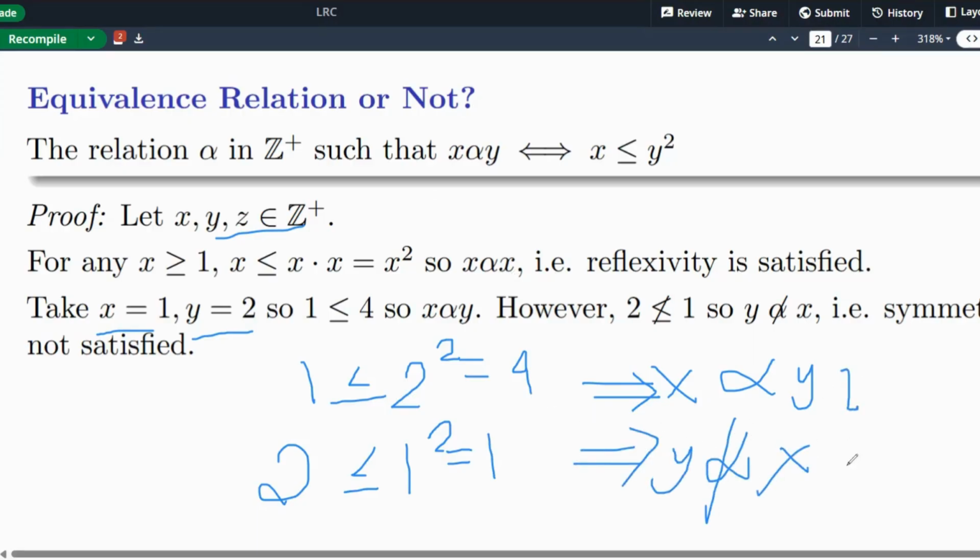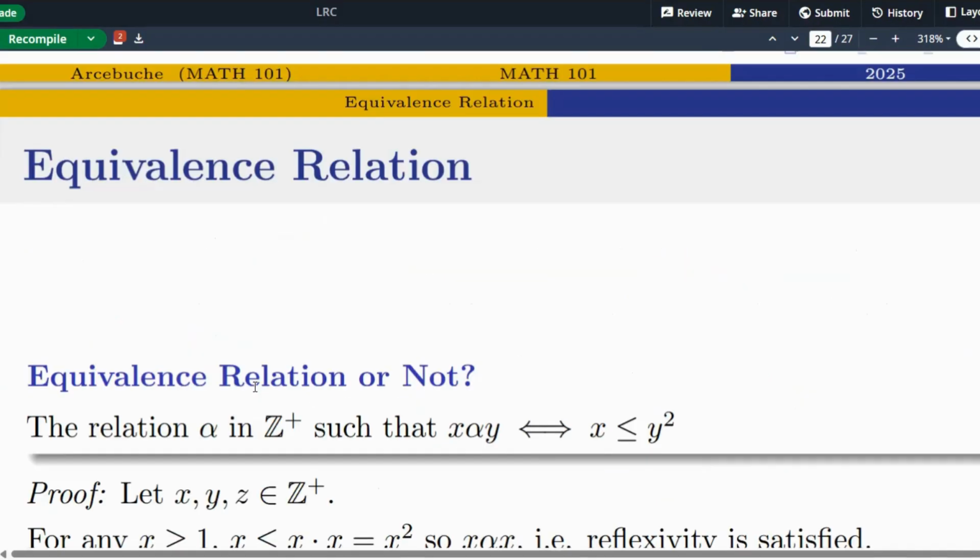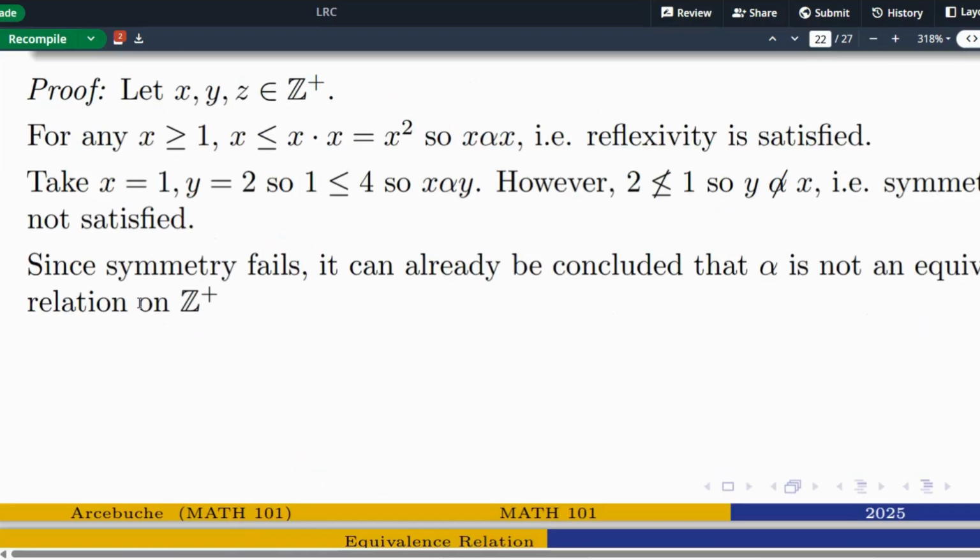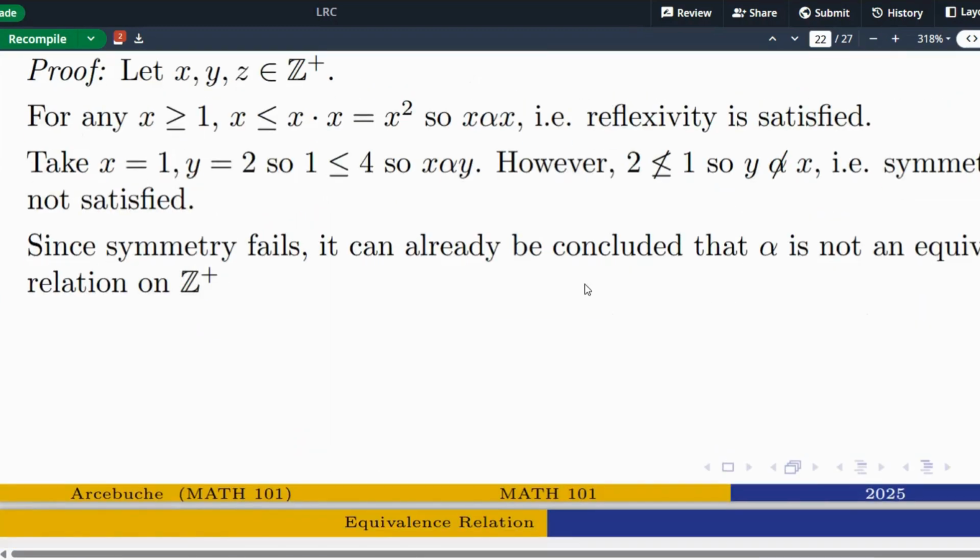So, ibig sabihin, ang relationship nila is one way. So, hindi siya reciprocated. So, dahil hindi siya reciprocated, hindi siya symmetric. Symmetry is not satisfied. So, dahil doon, hindi na siya equivalence relation. And since symmetry fails, it can be concluded that alpha is not an equivalence relation on Z plus.